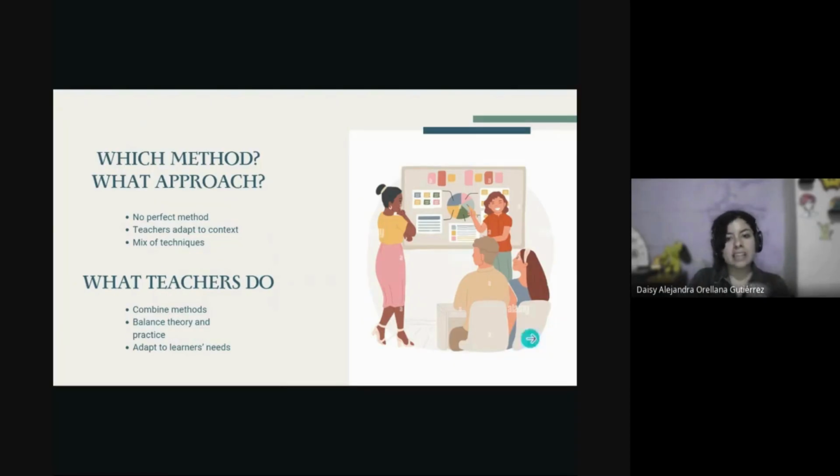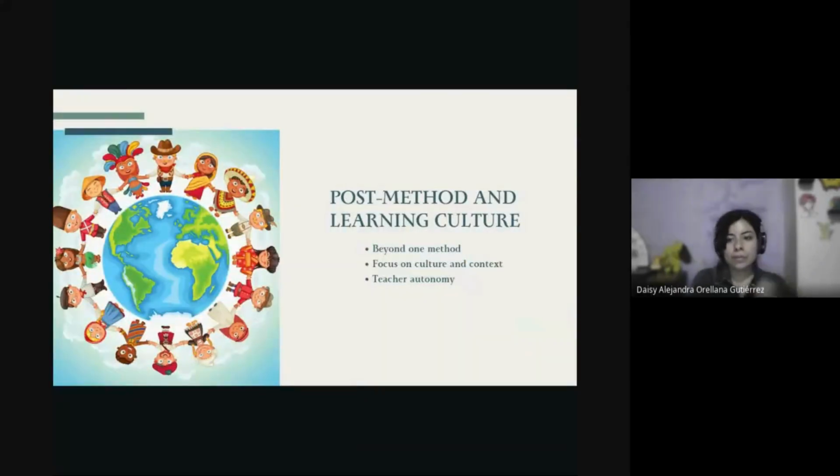So, this leads us to the idea of the post method era. What happens here? This means going beyond one method. Today we have the freedom of choosing from different methodologies or even making a mixture of them in order to make the best teaching scenario for our students. We always have to consider our students' culture, their background, and learning styles. It is not about just following rules, but about adapting creatively.